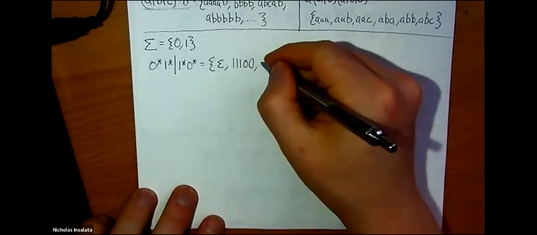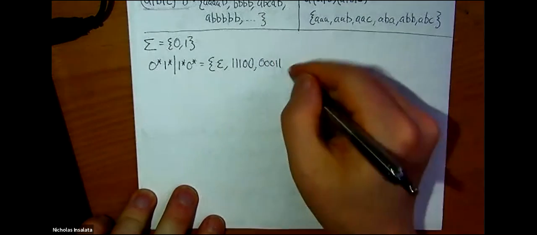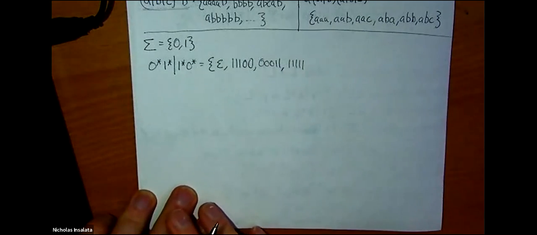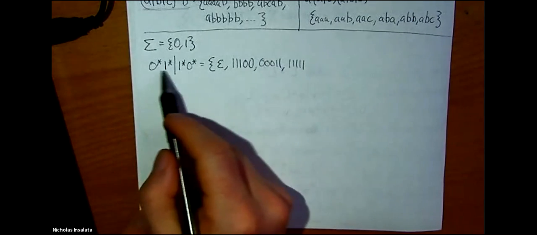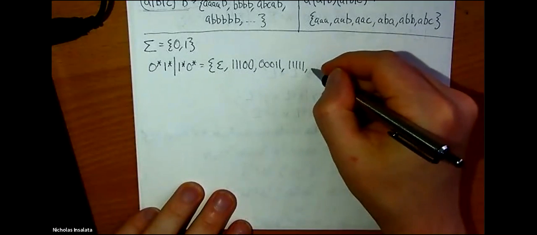Hey, Sean, you're on it. 00011, right? How about the string 11111? Would that be generated by the first part or the second part? Good, trick question, either one. You guys are getting it. Awesome. Yeah, very good. Okay, and there's lots of different strings that we could have in here.